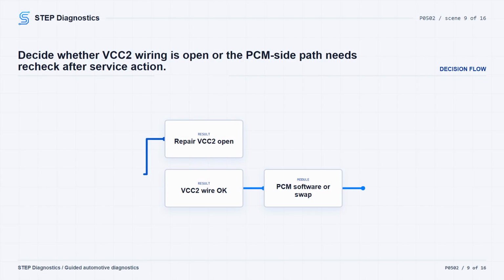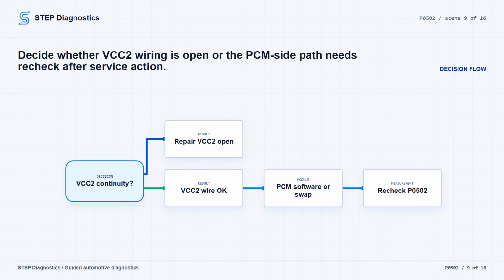At that point, update the PCM if it does not have the latest software, or substitute a known good PCM. Then recheck. If P0502 goes away after the PCM was updated, troubleshooting is complete. If P0502 goes away with a known good PCM substituted, replace the original PCM. If there is no continuity in the VCC2 wire, repair the open between the CVT speed sensor and the PCM.